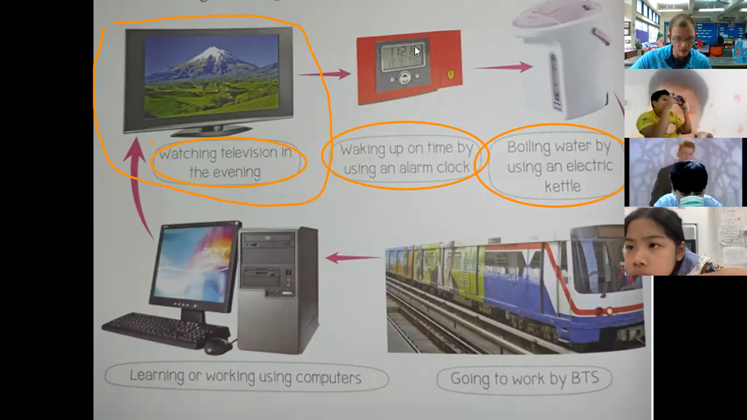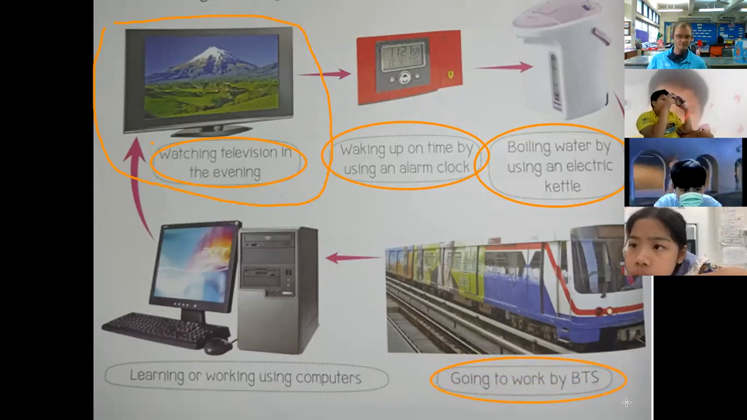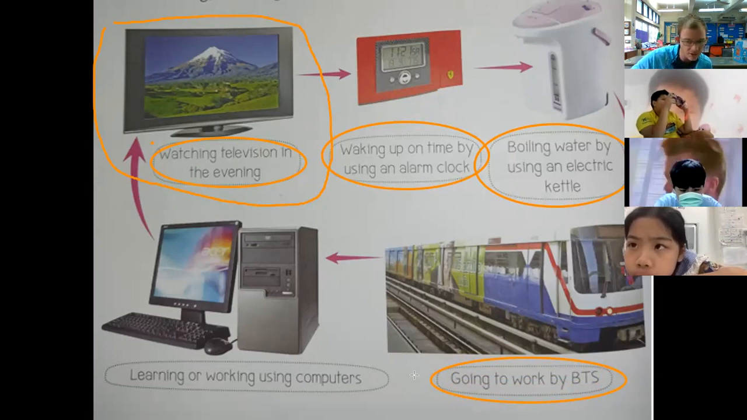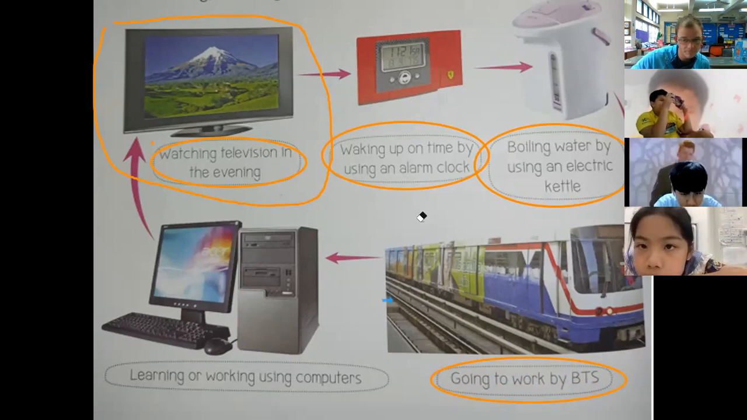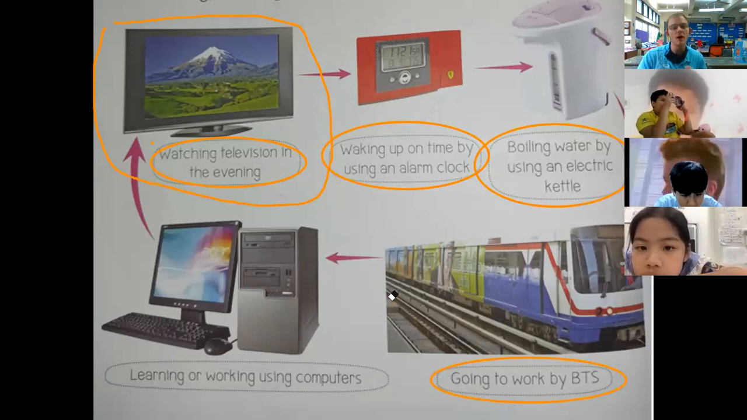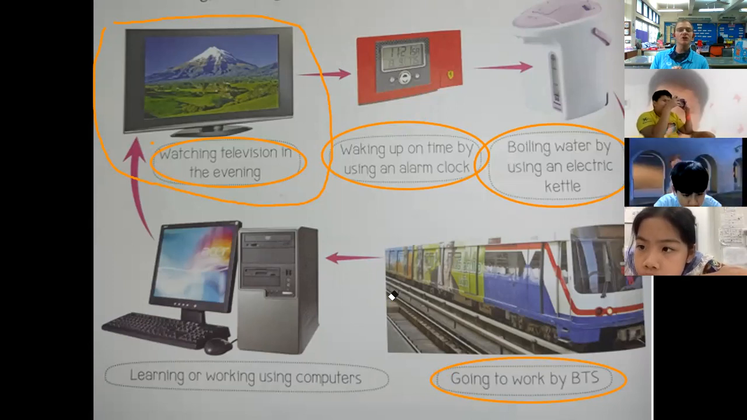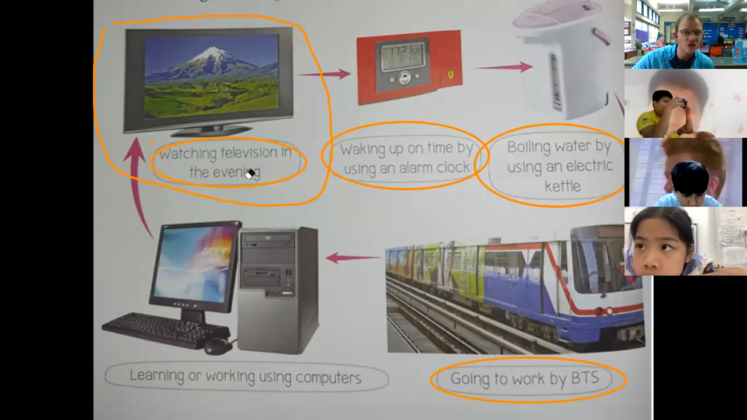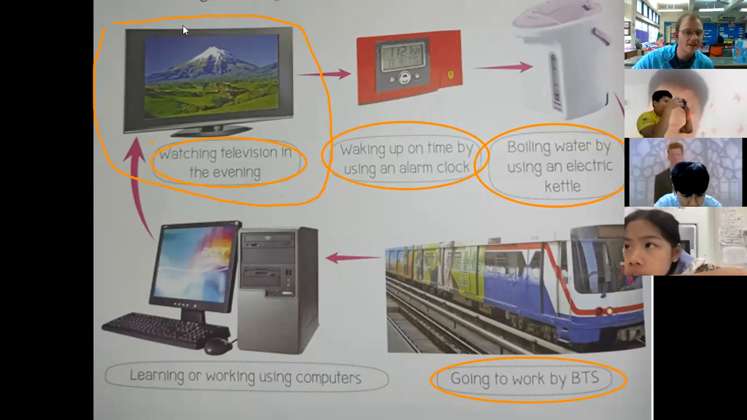Okay. And the last two here, the first one on the right-hand side, what do they say? You guys read this one at the bottom? Going to work by BTS. Going to work by BTS, so we use the train. And the train is also there because of technology that we as humans have made.